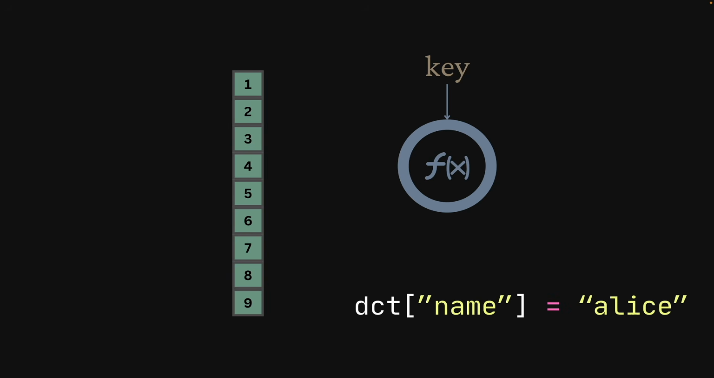In Python, if we add an entry to a dictionary with a key of name and value of Alice, the key will get passed through the hash function, which tells us where to store the entry. The entry is added as a node into the hash table with the key of name and value of Alice.